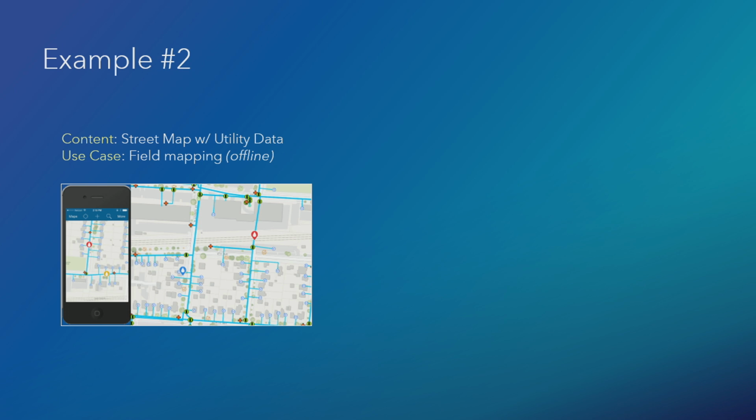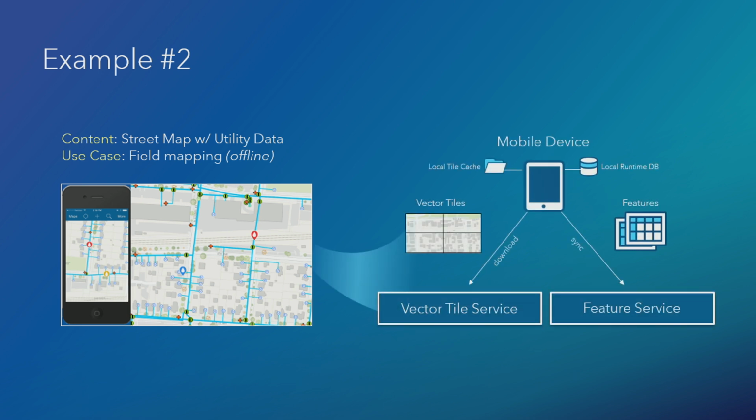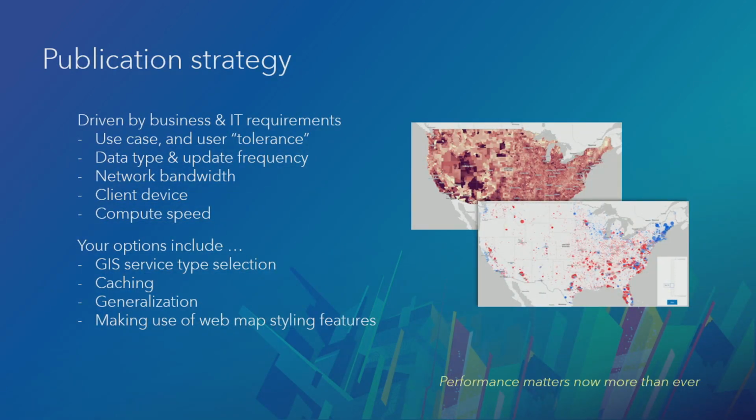The other use case, field mapping. I have users within my organization that need to collect utility data with a street base map working offline. So in this case, it's completely different. For the base map, my street map, I'm going to use a vector tile service because it's much, much smaller. I can take the whole area offline and run it on my mobile device. And for the data that I'm collecting, I'm going to use a feature service so I can do two-way synchronization of that data from my client to the server. So just a couple examples of how those can be applied for different use cases.